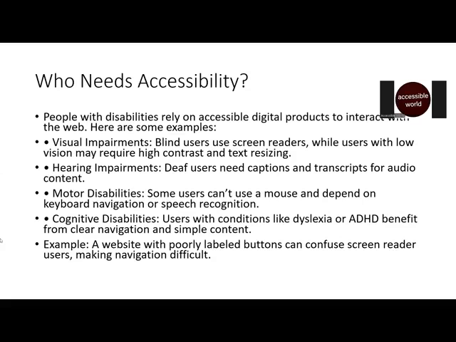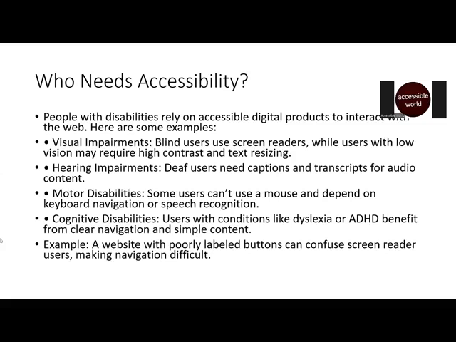I no need to explain all the disabilities; you might already know them. I will tell a few disabilities. One is visual impairment. Visual impairment means blind users. The blind users and visually impaired users will depend on screen readers to operate the computer and the digital content.